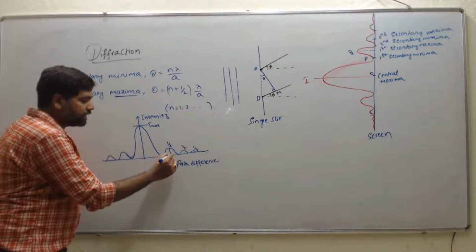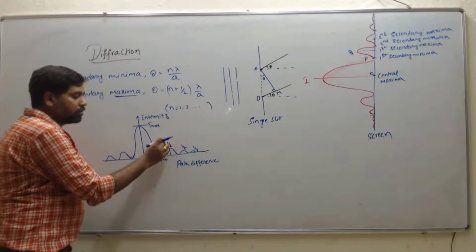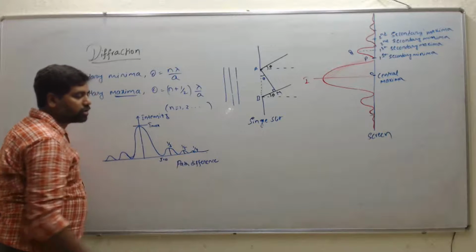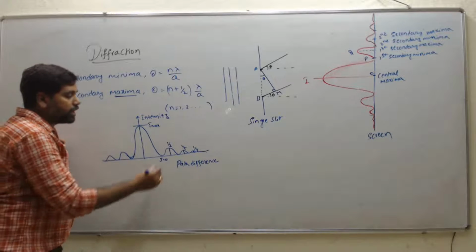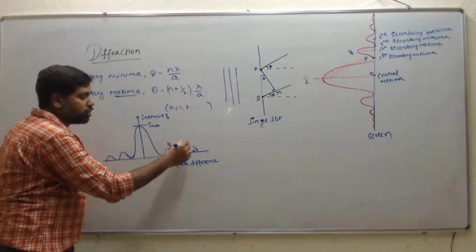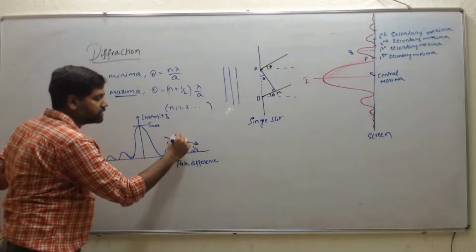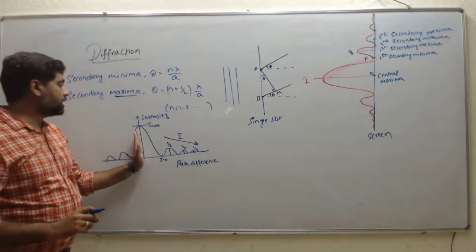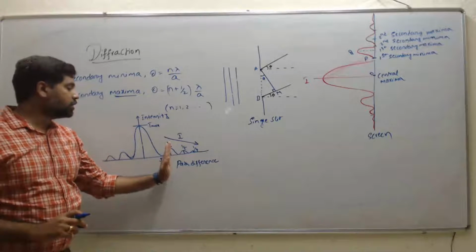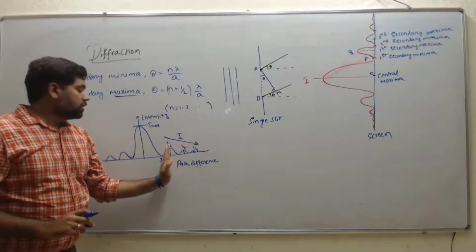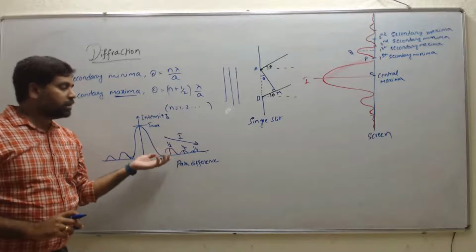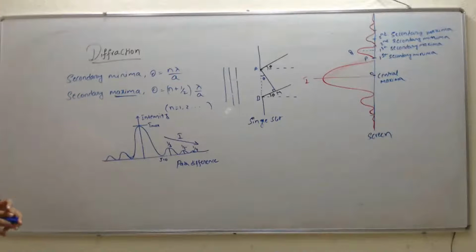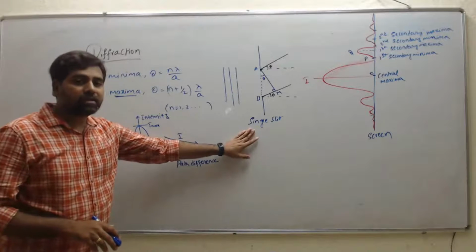And here we have the intensity for the secondary maximum, and here also for the secondary maximum, here also for the secondary maximum, but the intensity goes on decreasing. So the intensity goes on decreasing, hence we are getting a central bright band. After that, the other maxima are of very less intensities, right? So this is about the diffraction by using the single slit.